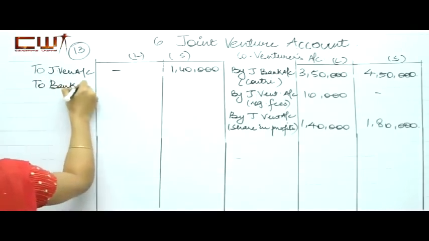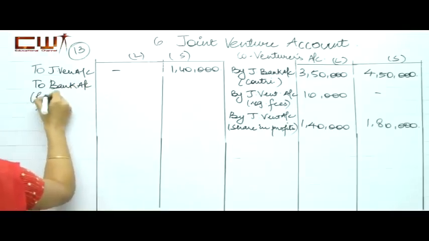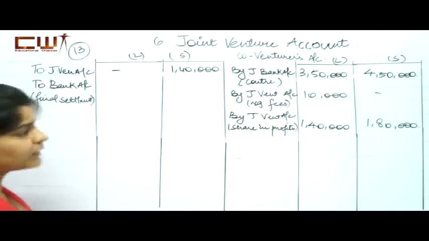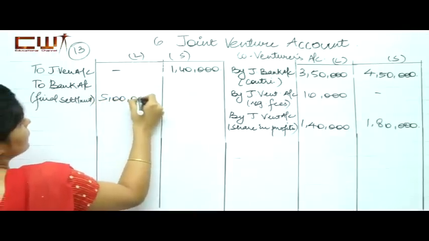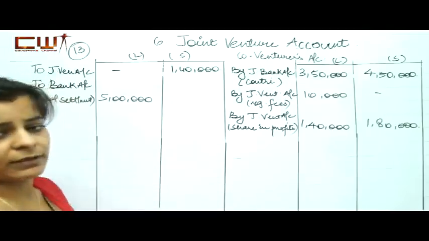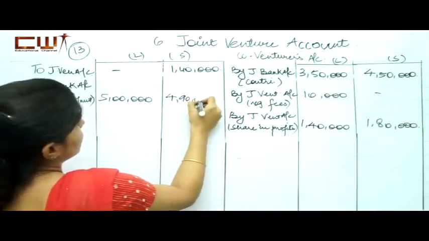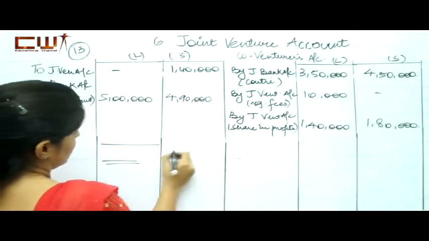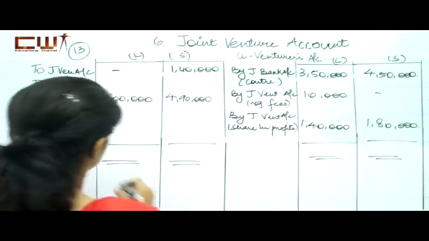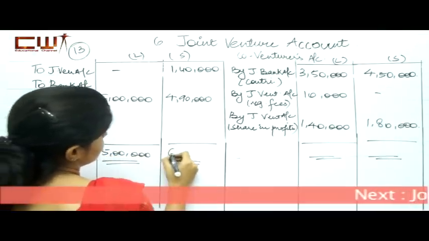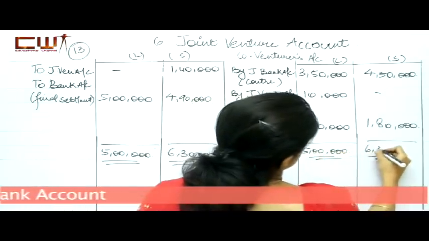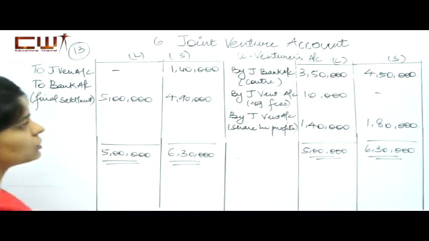To bank account for final settlement. How much? 3,50,000 and 10,000 and 1,40,000 will give you how much? 5 lakhs. Right? Next 4,50,000 and 1,80,000 is 6,30,000 minus 1,40,000 will give you 4,90,000. Equalize. Close the accounts. How much was this for? 5 lakhs for Latika and 6,30,000 for Swapna, right? So this is co-ventures account.